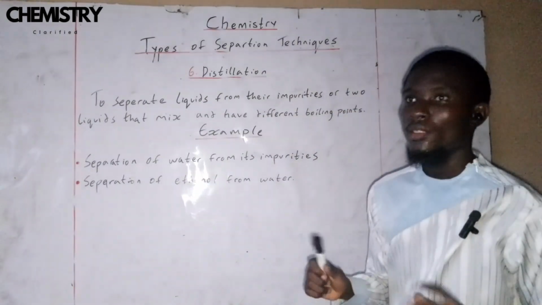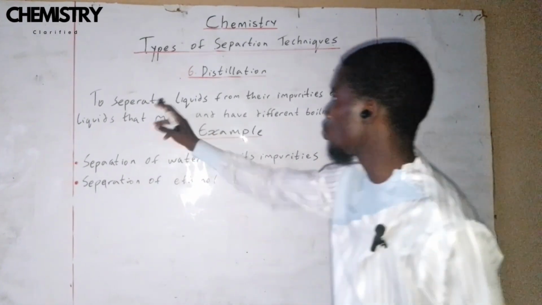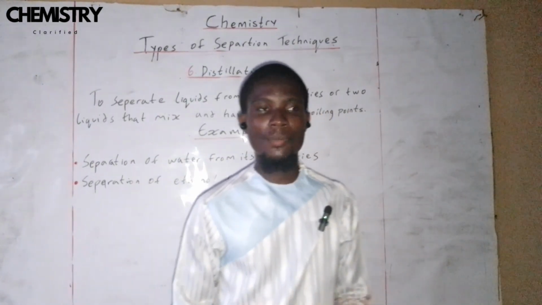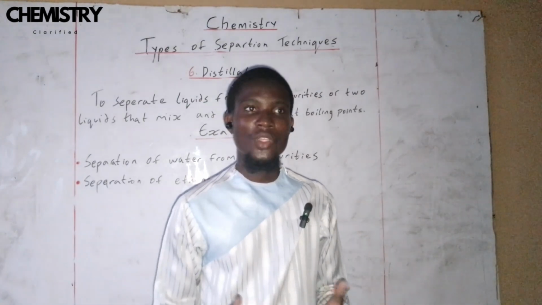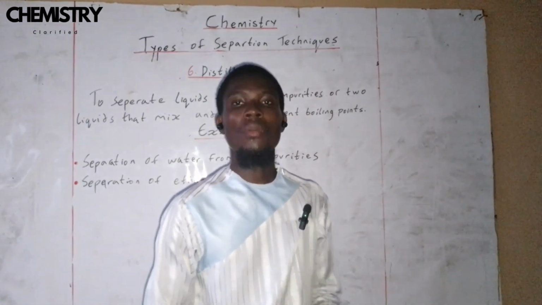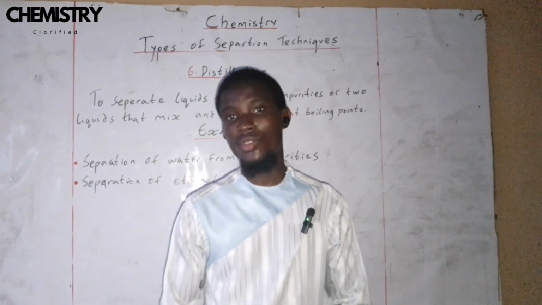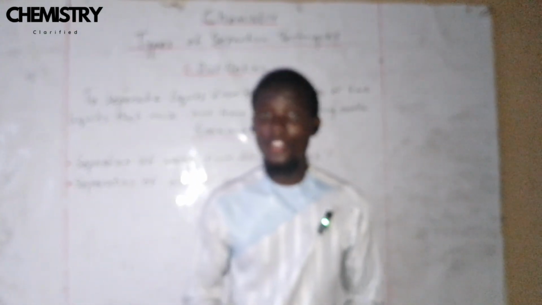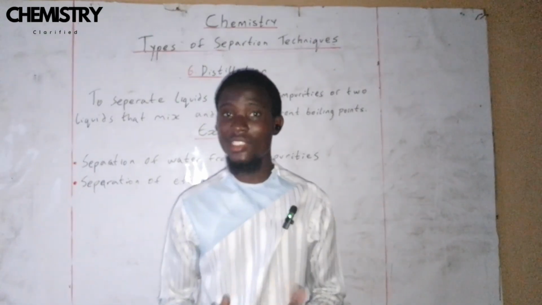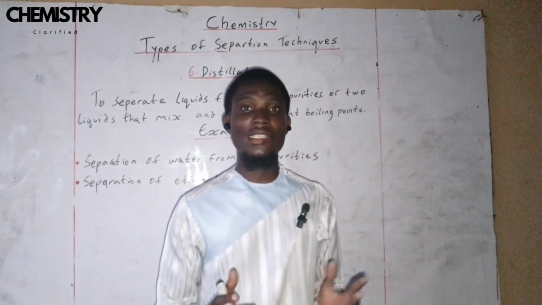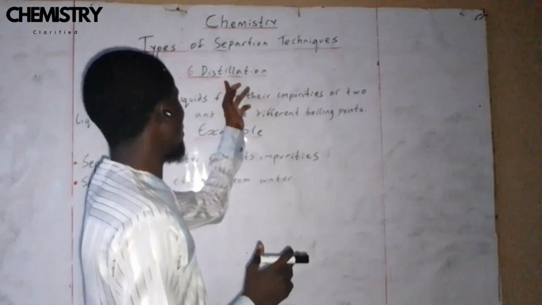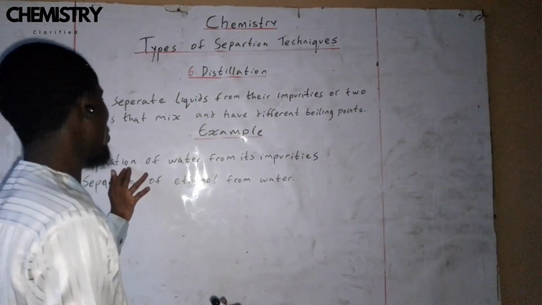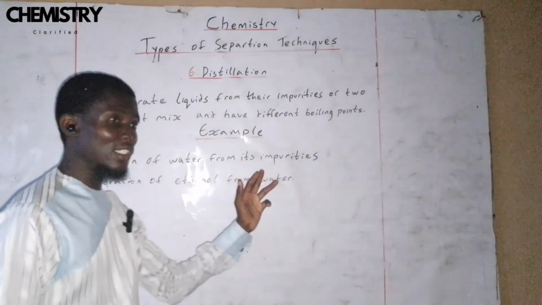The next one is distillation. Distillation can be used to separate liquids from their impurities. Let me simply explain this. When you have water, it is not always pure because there are some dissolved minerals in it. The kind of water that we use for experiments in the laboratory is called distilled water. And how is this distilled water made? They use this separation technique to separate the water from all its impurities.